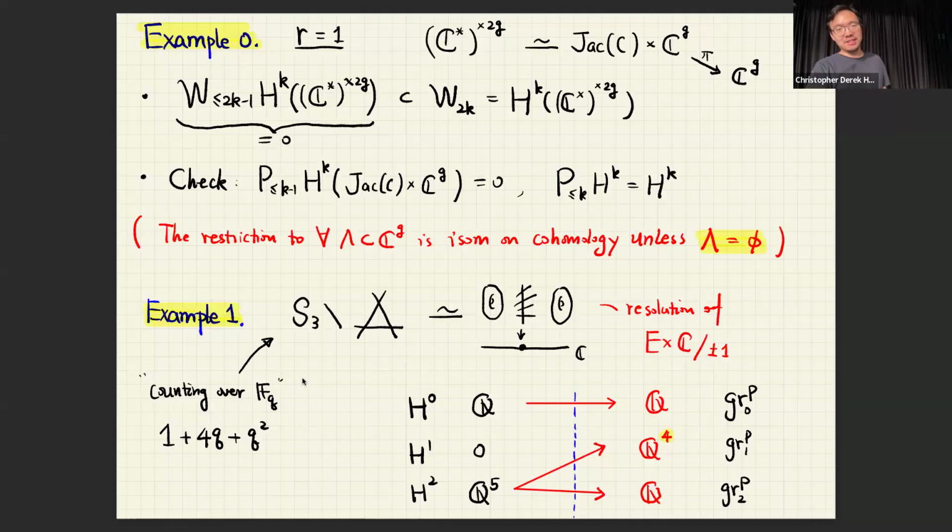If you still remember the counting function over finite fields for the cubic affine surface, you realize this 1, 4, 1 are exactly the coefficients for counting points over finite fields.